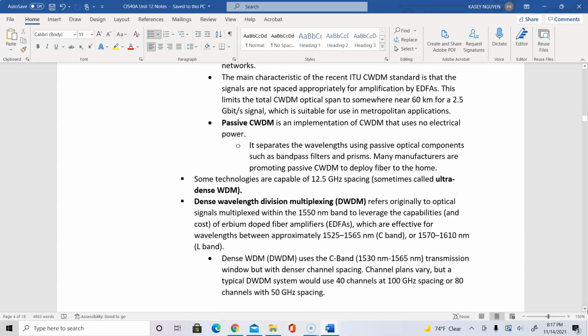In the dense wavelength division multiplexing, the DWDM, this is referred to as the optical signal multiplexed within the 1550 nanometer band, and it would be doped with the fiber amplifier, your EDFAs. That's effective wavelength between approximately 1525 and 1565 nanometer in the C band, or 1570 to 1610 in the L band.